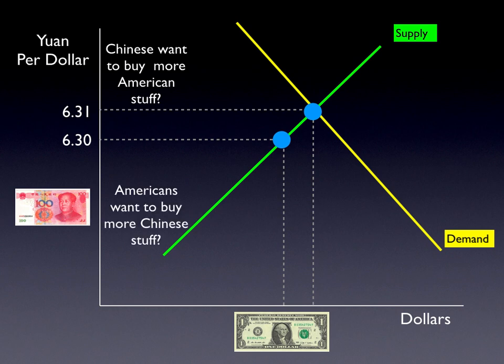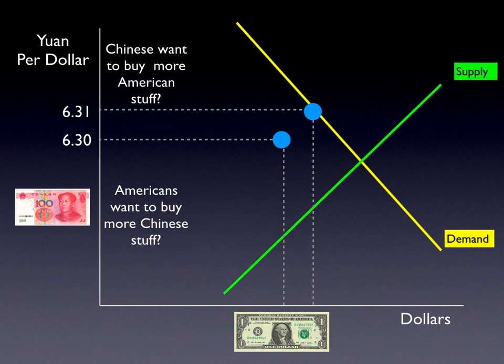Now what would happen if Americans wanted to buy more Chinese goods and services? In that case, the supply of dollars would increase. Americans would want to trade their dollars for yuans to be able to purchase those goods. So the supply curve would move to the right. The new equilibrium would be pushed out to the right. It could end up being out here.